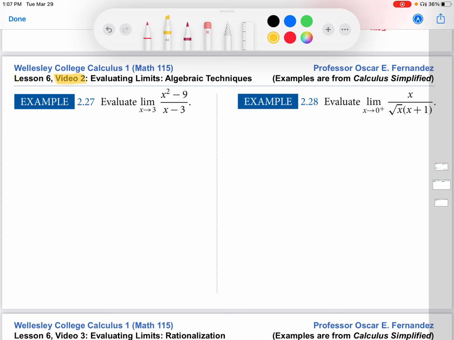This is video 2 in lesson 6. In this video, we're still talking about evaluating limits. Now we're going to switch though to algebraic techniques. So I'll do 2 examples from Calculus Simplified to help you get used to these new ways to evaluate limits.